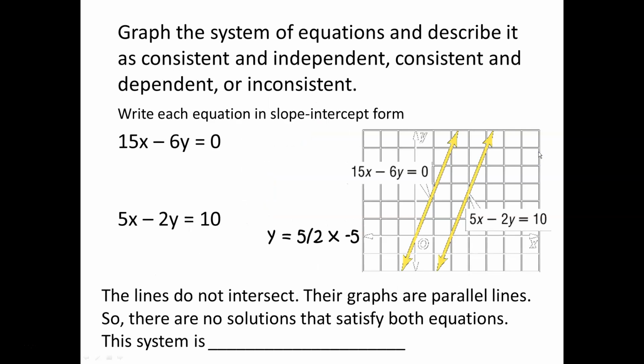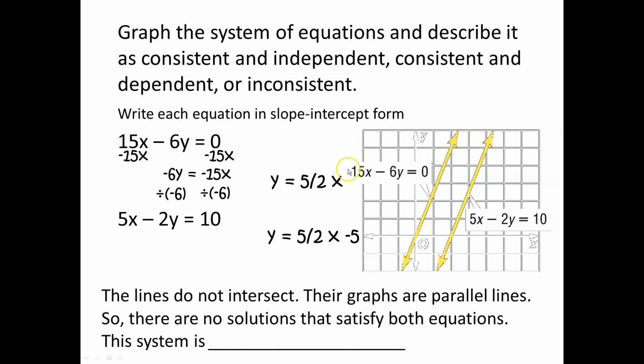Okay, let's do another one. Let's graph the system of equations and describe it as consistent and independent, consistent and dependent, or inconsistent. Oh boy. Okay, so we have 15x minus 6y equals 0. So we're going to get rid of the 15x first. We subtract it because it's positive. And we end up with negative 6y equals negative 15x. So we need to divide both sides by negative 6. And we get y equals 5/2 x. Because 3 goes into 15 5 times, 3 goes into 6 twice.